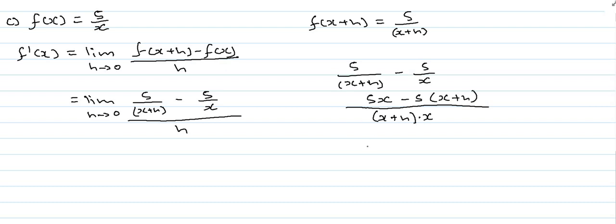Then when we are still simplifying, this becomes 5x. Negative 5 multiplied by x becomes negative 5x. Negative 5 multiplied by positive h becomes negative 5h.